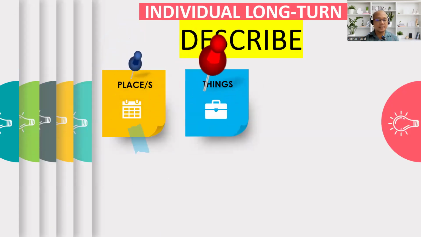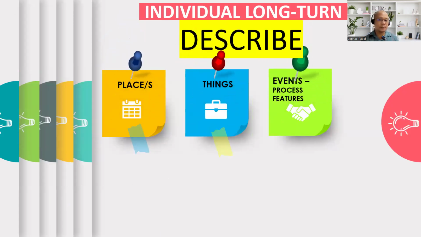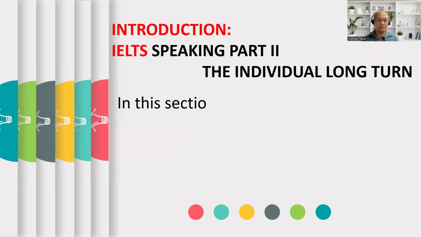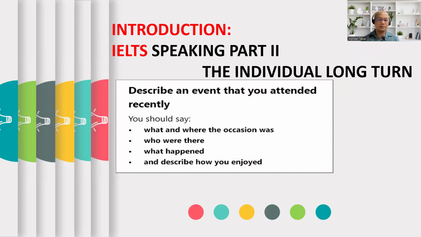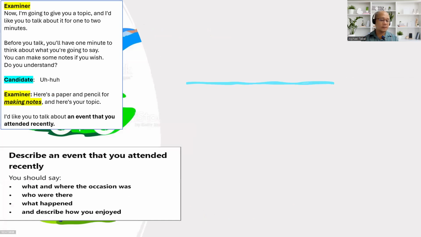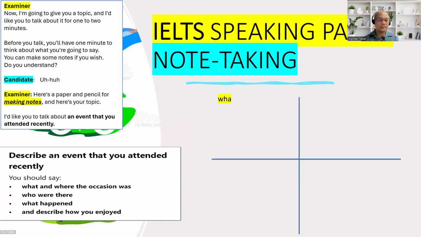So again, in IELTS Speaking Part 2, you're tasked to describe places, things, events, and people. This is also called the individual long turn because you have to speak longer. And before your talk, the examiner is going to give you a cue card or a topic that you have to talk about. Then you have 1 minute to take down notes.